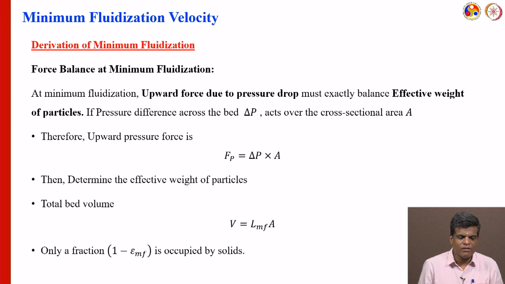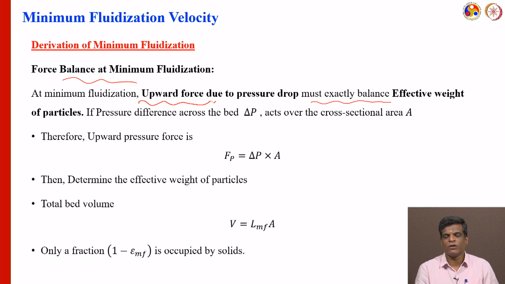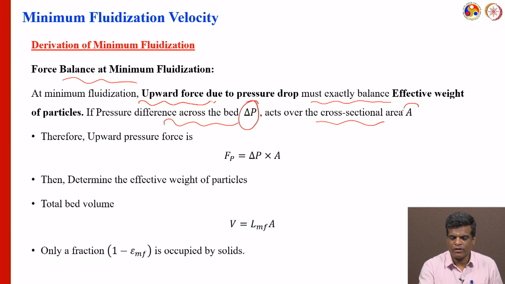So what is the derivation of the minimum fluidization velocity? First we write the force balance at minimum fluidization. At minimum fluidization, the upward force due to pressure drop must exactly balance the effective weight of the particles, as we discussed previously. Whenever the velocity increases, the drag force increases, the bed expands, and fluidization starts. The pressure difference across the bed we write as delta P, and the cross-sectional area we write as A.